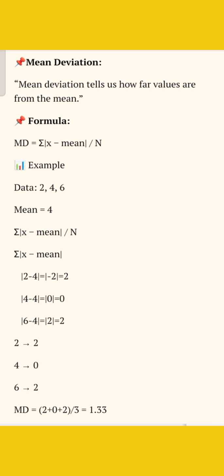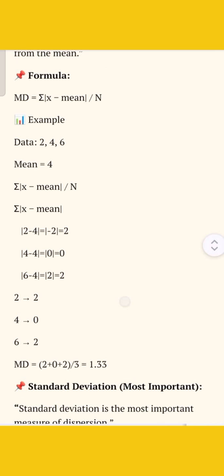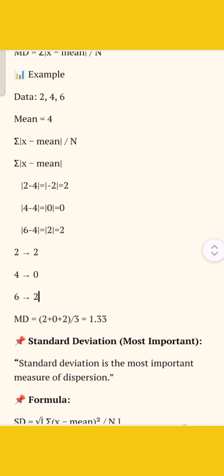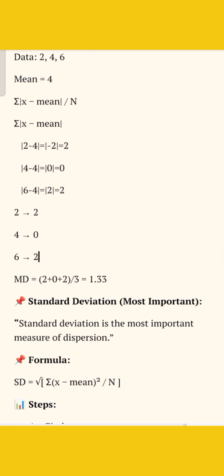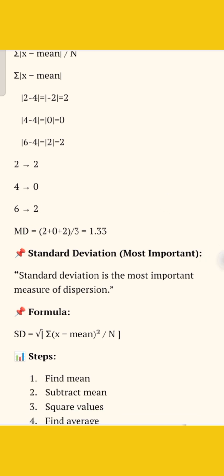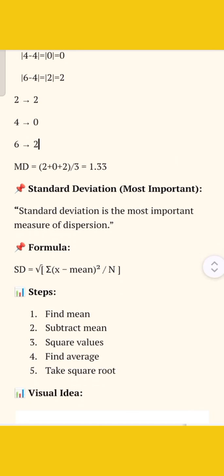Now the third one is mean deviation. Mean deviation measures how far each value is from the mean. You can see the formula. Mean deviation is equal to the sum of absolute x minus mean divided by capital N, and we can see the example. Data is given here: 2, 4 and 6, and mean is equal to 4. We put the values into the formula. 2 minus 4 is equal to minus 2, and with absolute values, our answer is 2. 4 minus 4 is equal to 0. 6 minus 4 is equal to 2. Now mean deviation is equal to 2 plus 0 plus 2 divided by 3, and our final answer is 1.33.